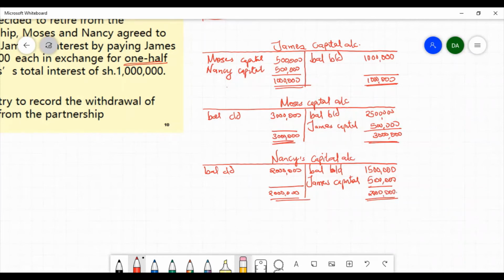Right, you can see this is a very simple example. It is introducing us to this concept of recording the retirement of a partner in the books of the partnership. Thank you. Now to the next example, which is more explanatory and more comprehensive.